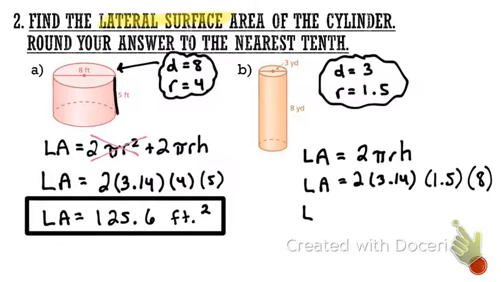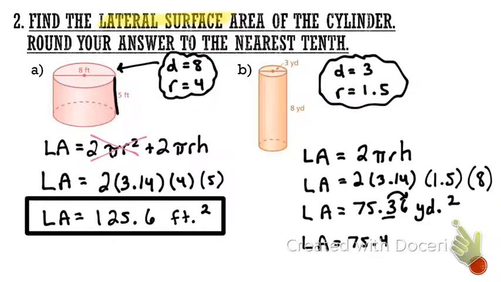Put all that in your calculator, and hopefully you found 75.36 yards squared to be your answer. But remember, our instructions ask us to round to the nearest tenth. This one asks if the hundredths place is 5 or bigger. And the 6 definitely says yes, so we are going to bump that up to 75.4 yards squared.